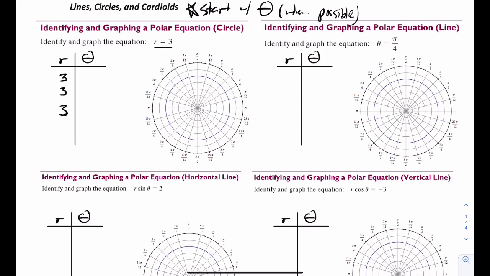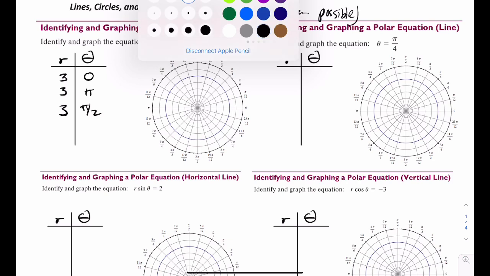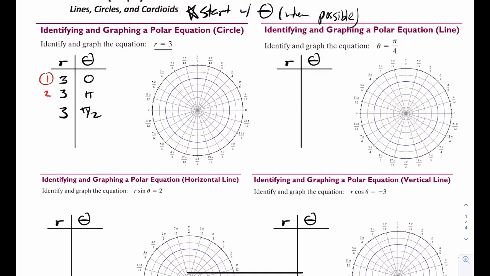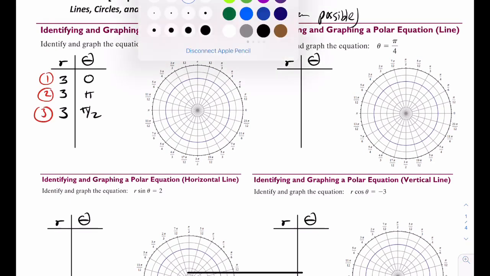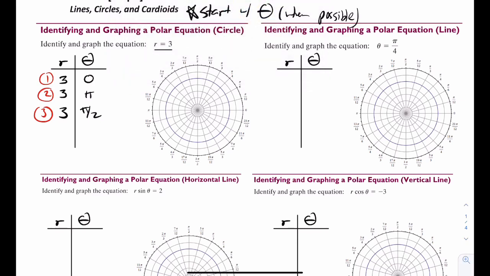We'll do 3 points. And that means theta could be anything. So theta could be 0, theta could be pi over 2. You could pick anything. Now the way we're going to do this is I'm just going to label them like this, 1, 2, 3, and I'll put my points down. So 3, 0 would be right here. And then 3 pi would be right here. And 3 pi over 2 would be right here.